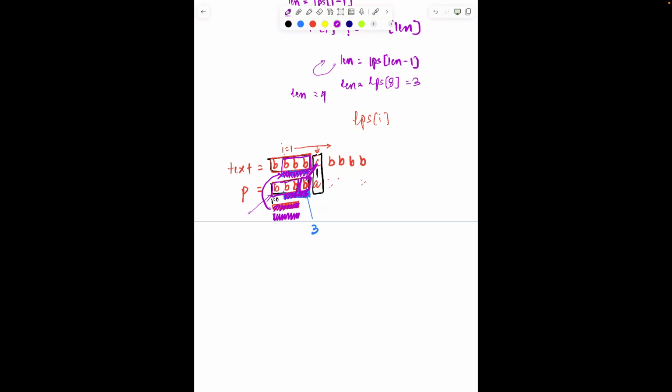So we're using LPS to find out how far back we have to move the J pointer. We're not moving the J pointer back to 0 again. We're only moving it to a place where we haven't matched certain characters. In this case, we knew this BBB matches this BBB, so we don't need to match them again. We'll just start with J equal to 3, right?